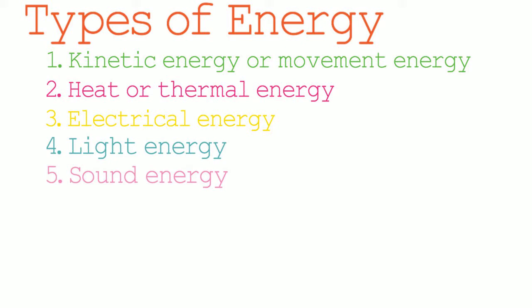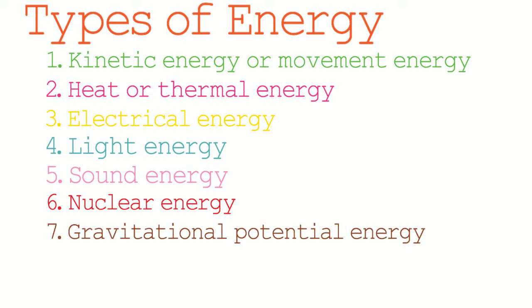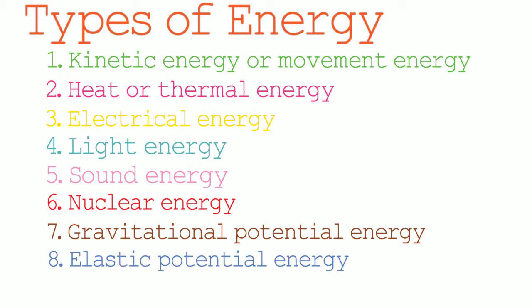The next type of energy is nuclear energy, and this occurs when we have a nuclear reaction. A nuclear reaction releases nuclear energy. We also have gravitational potential energy, and this is energy coming from any object that has the potential to fall. Elastic potential energy is another energy type, and examples of objects that have elastic potential energy are springs and rubber bands.